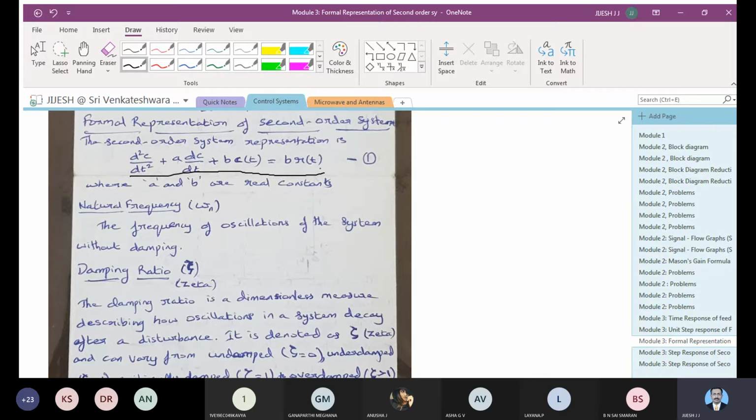So the first one is natural frequency. Everyone is quite familiar with that. Natural frequency is denoted as omega n, and the frequency of oscillation of the system without damping is called the natural frequency. So that is the definition: omega n, the frequency of oscillation of the system without damping. Next we have damping ratio. It is called zeta.